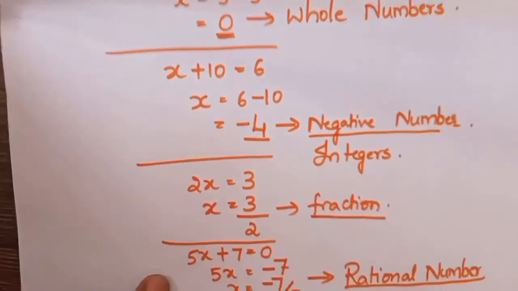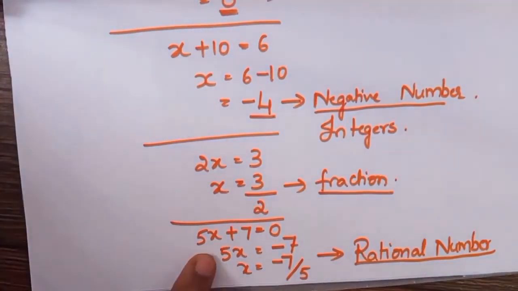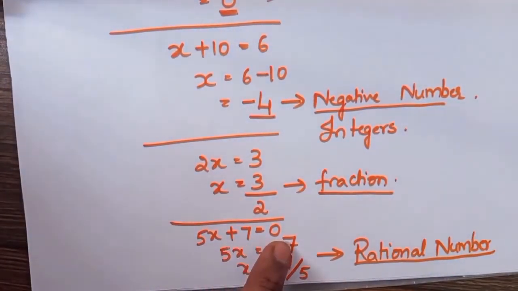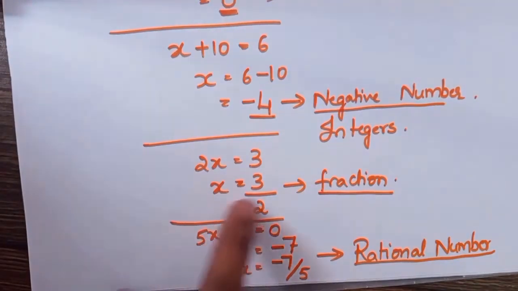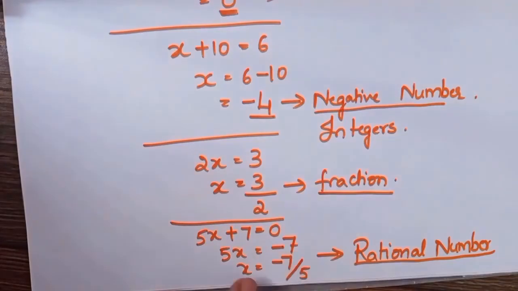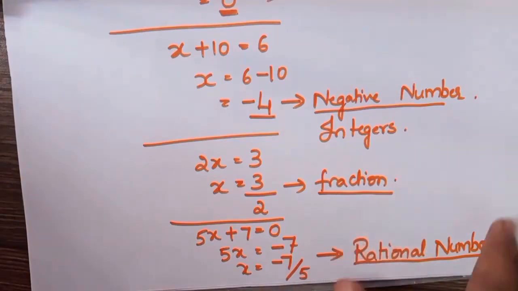Next, I want to show you this equation: 5x plus 7 is equal to 0. Then how to solve it? Leave 5x this side. Take this plus 7 to that side. It becomes minus 7. Then x is equal to minus 7 by 5. What is this minus 7 by 5? It's a rational number. This cannot be called a fraction because a fraction is always made up of only whole numbers. So this minus 7 by 5 is our rational number.